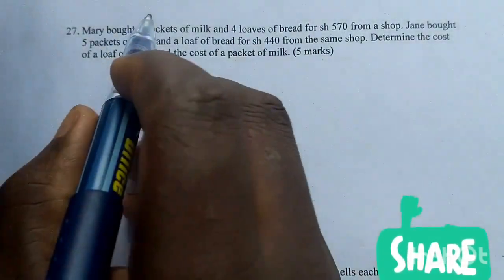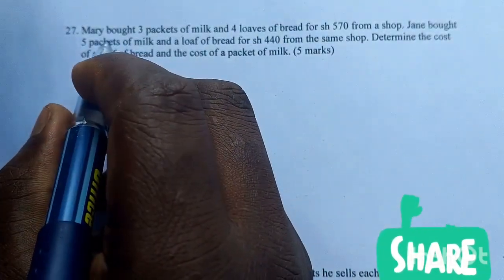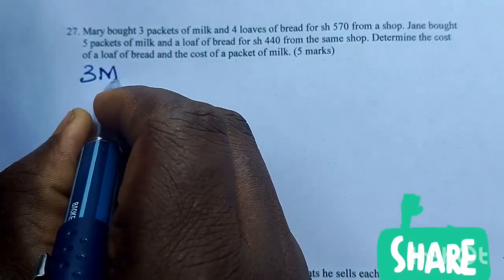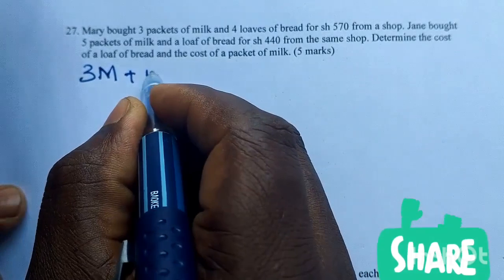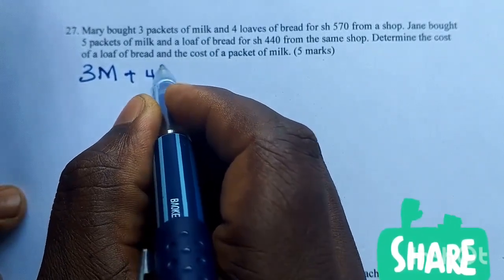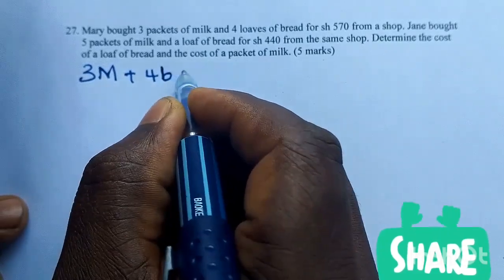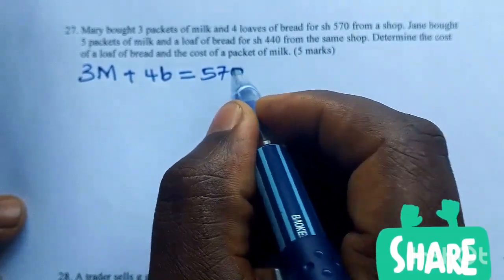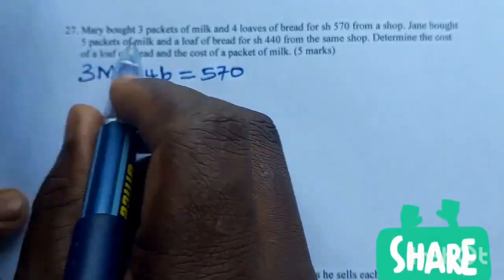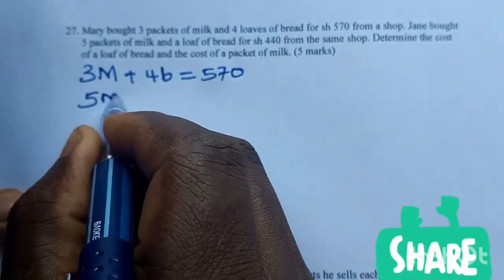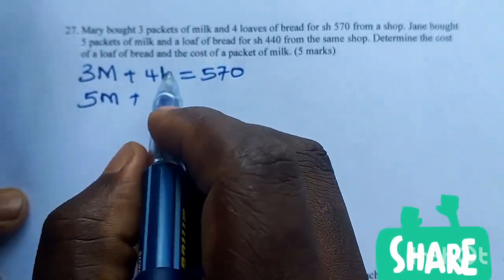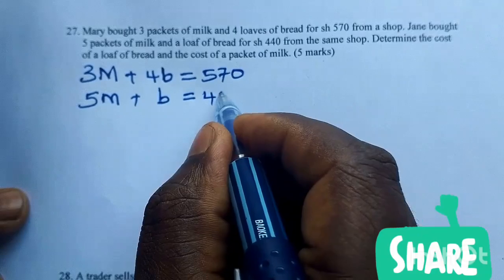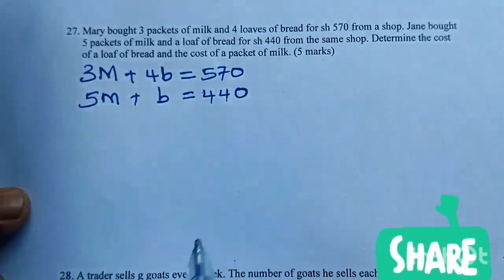So let's take M to represent milk. Mary bought 3 packets of milk plus 4 loaves of bread. Let's use B for bread. And the total she paid is 570. Jane bought 5 packets of milk, so 5M plus a loaf of bread, so B. And she paid 440. So we use the elimination method.